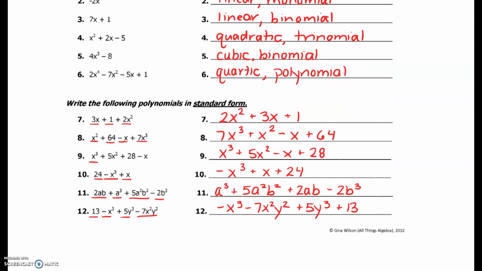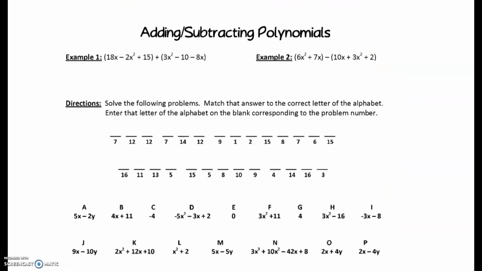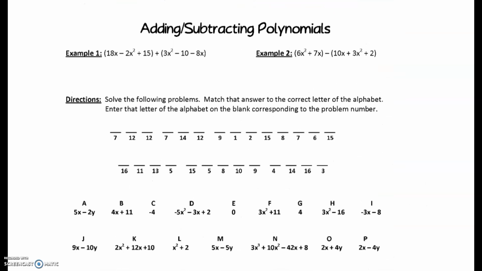On the back side of this paper, we talk about adding and subtracting polynomials. So there's two examples here at the top. When we're adding polynomials together, we're thinking addition. Really the main concept here, something we've talked about before, is to combine our like terms.